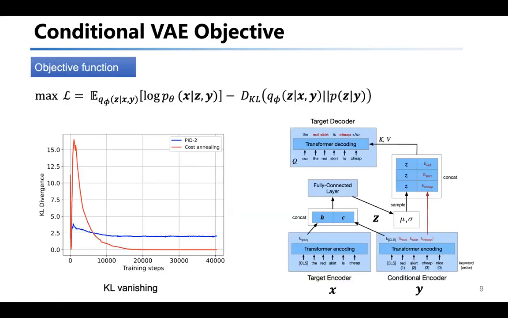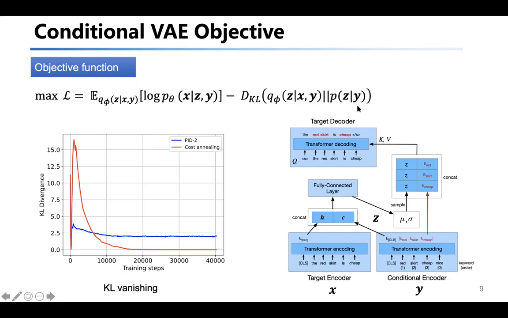Next, I'll introduce the objective function of the conditional variational autoencoder. There are two terms. The first term is the reconstruction term, which tries to reconstruct the input data by sampling the distribution of latent space and the conditional encoder. The second is the KL divergence between the learned distribution of latent space and the predefined prior, such as Gaussian.